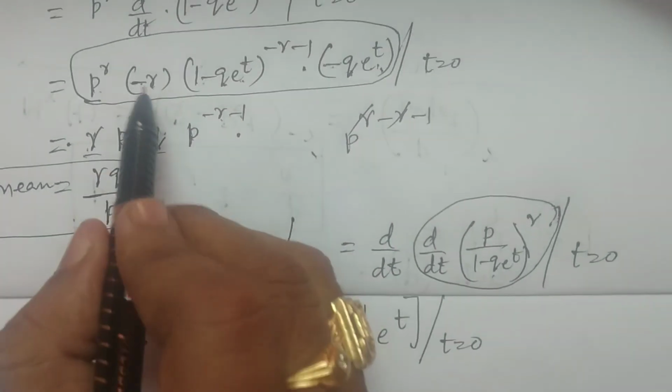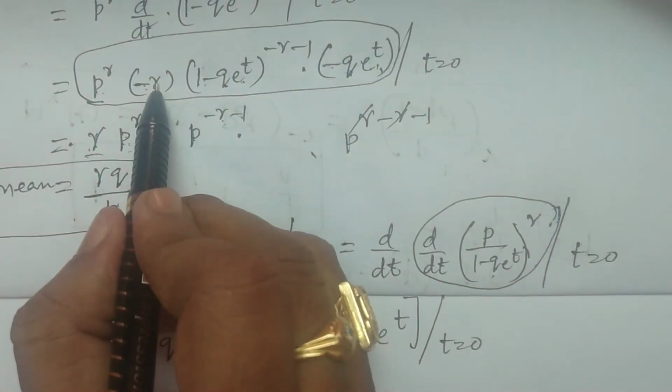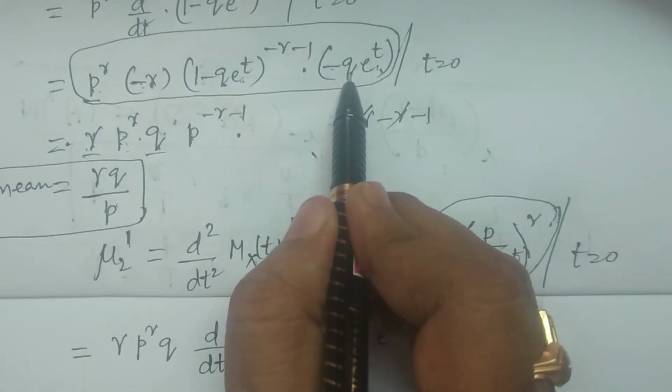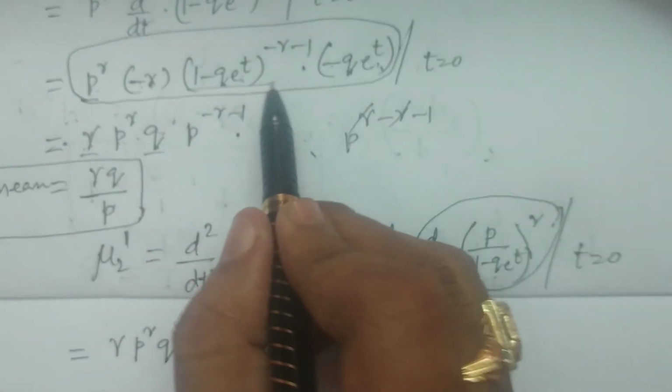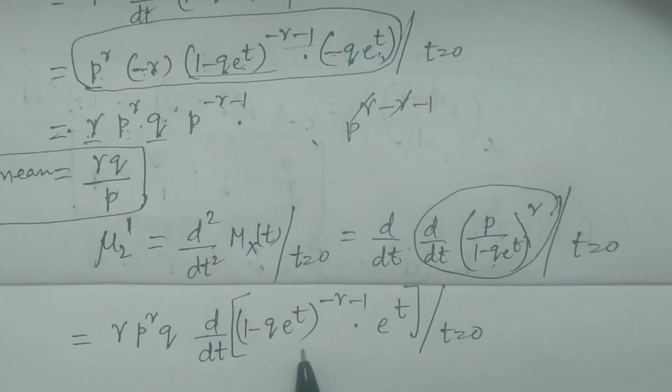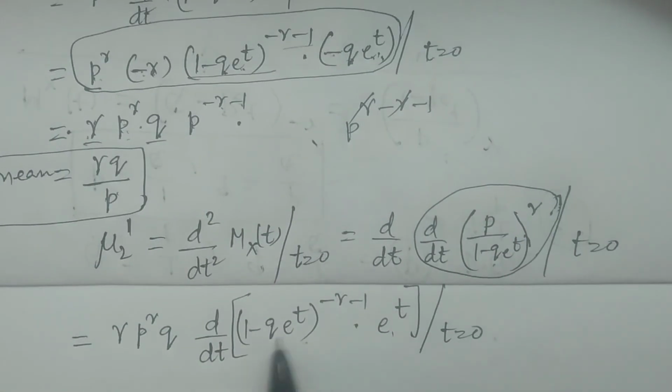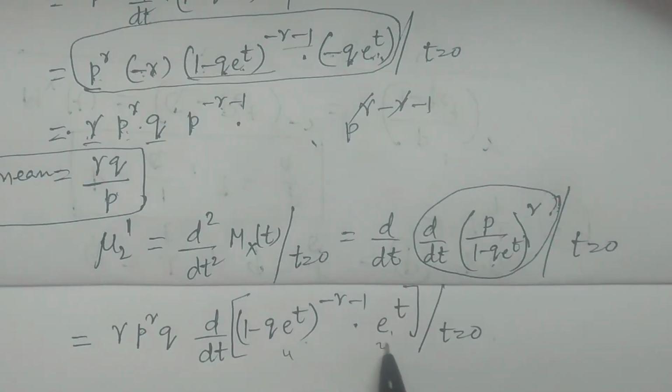You see here, r constant we have taken outside, p power r taken outside, q we have taken outside. The remaining terms are (1 minus q e power t) the whole power minus r minus 1, and e power t. So these are the two functions. Let us consider u and v.